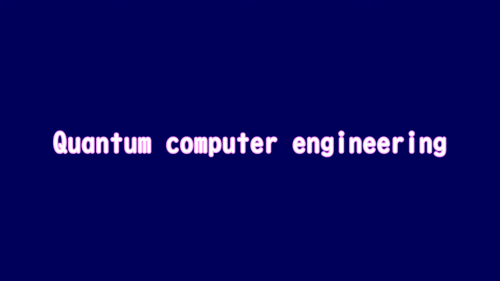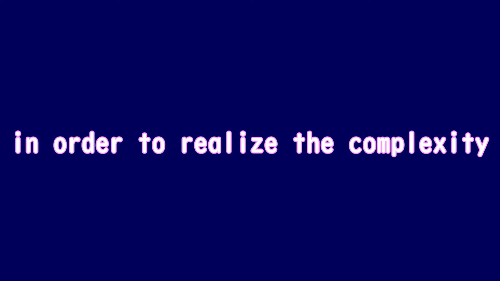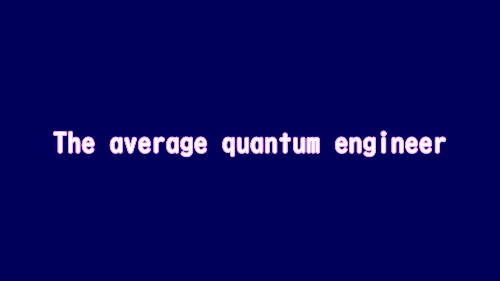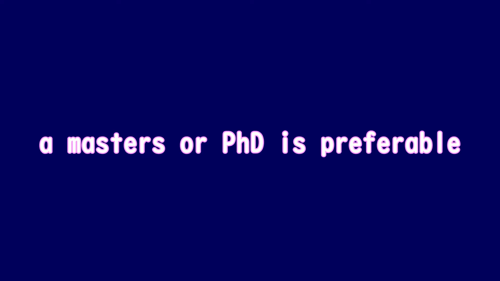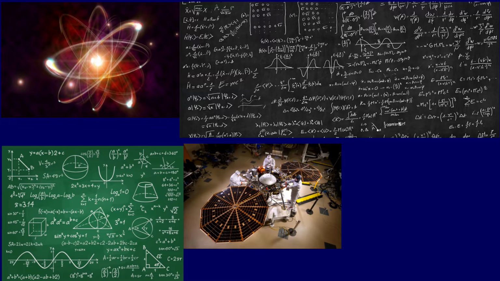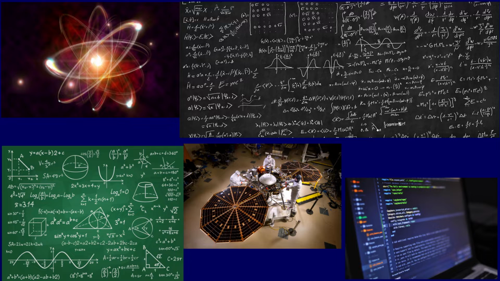Quantum computing engineering requires certain educational degrees in order to realize the complexity of the occupation and its specialty. The average quantum engineer must earn at least a bachelor's degree in computer science or engineering, although a master's or PhD is preferable. In general, advanced degrees in quantum physics, physics theory, math, engineering, or computer science are a good start. A focus on machine learning or artificial intelligence will also be ideal for a dynamic quantum skill set.